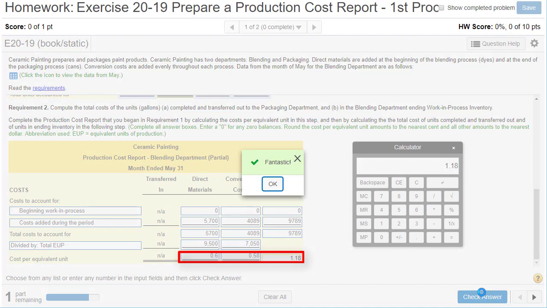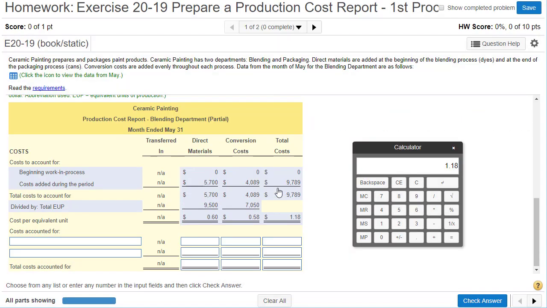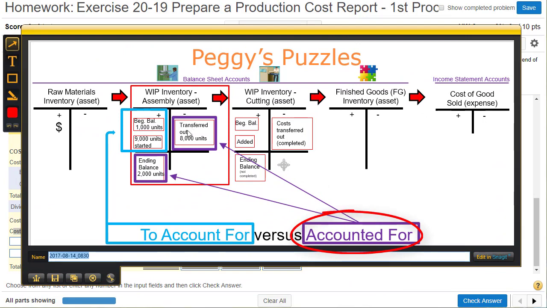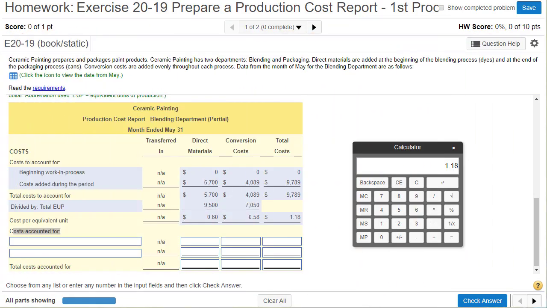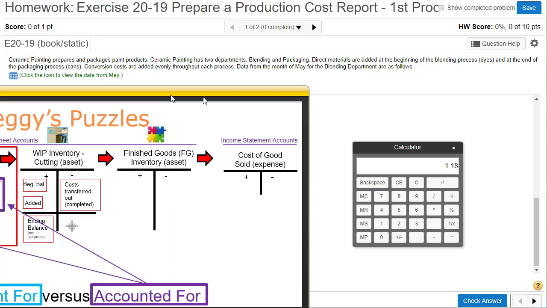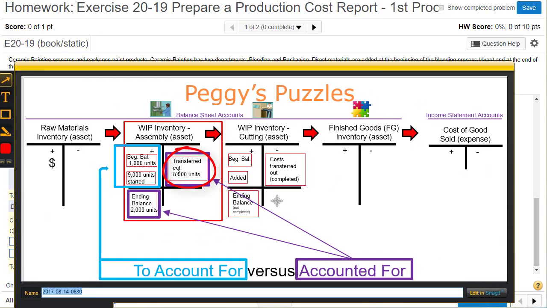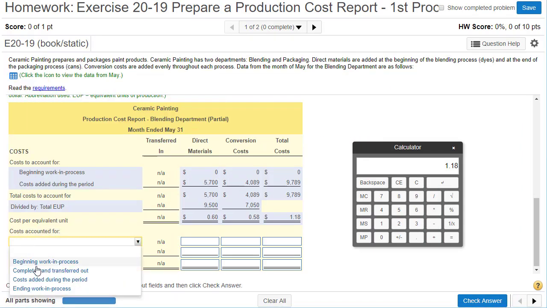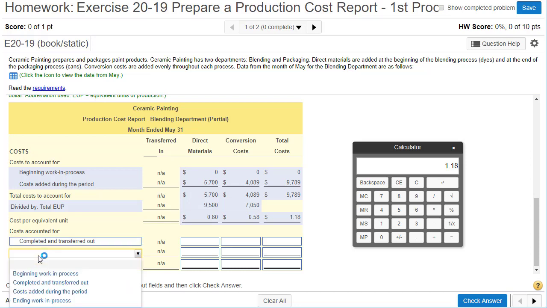Now we're in the final section. Now we're working on costs accounted for. Now remember, costs accounted for are the transferred out units and the ending balance units. And remember, costs transferred out means they're transferred out because they're completed. So our labels are completed and transferred out, and then our ending work in process.